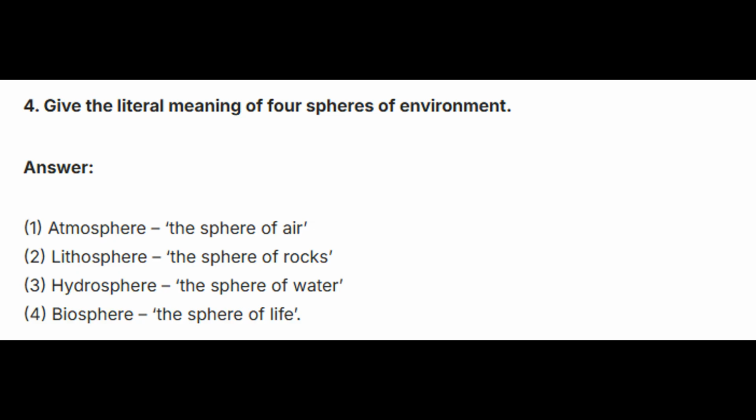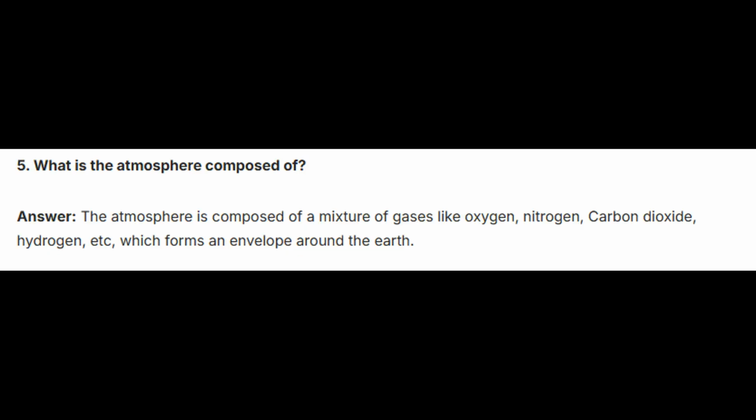Fourth, give the literal meaning of four spheres of environment. Answer: first, atmosphere, the sphere of air; second, lithosphere, the sphere of rocks; third, hydrosphere, the sphere of water; fourth, biosphere, the sphere of life. Fifth, what is the atmosphere composed of? Answer: the atmosphere is composed of a mixture of gases like oxygen, nitrogen, carbon dioxide, hydrogen, etc., which forms an envelope around the Earth.